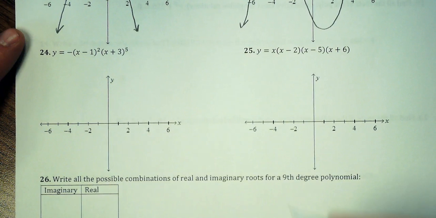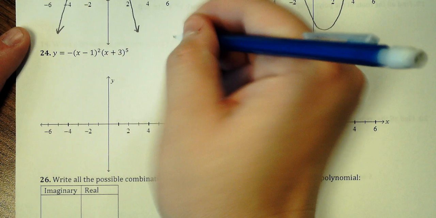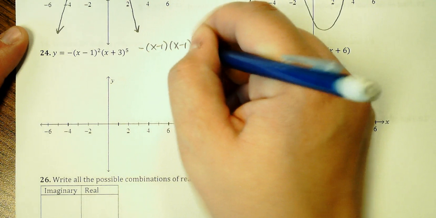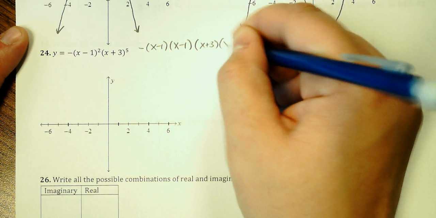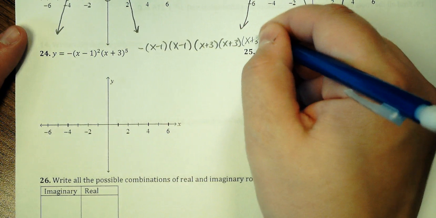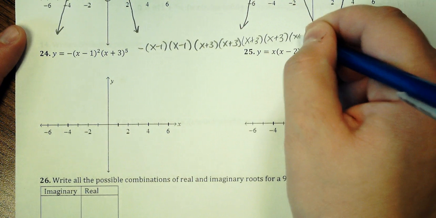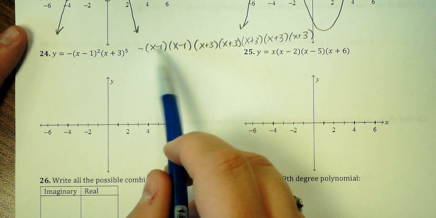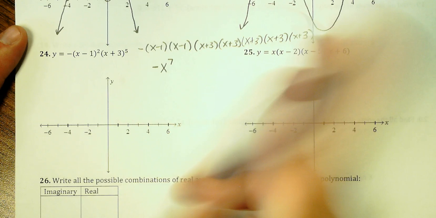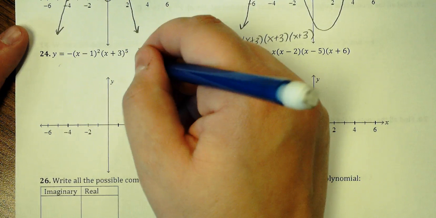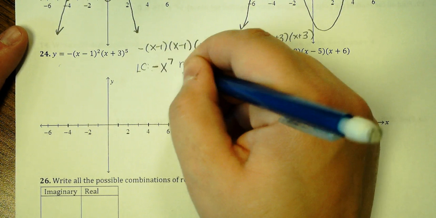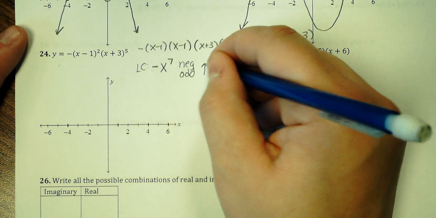Okay, sliding down here. If you were to write this all out, you would have a negative, and then you'd have x minus 1, and then we'd have x plus 3, 5 times. I'm not going to write all that out. Yes, I am, real quick. Sorry, to get my leading coefficient, I have 1, 2, 3, 4, 5, 6, 7 x's. So this would be negative x to the 7th. The negative is coming in front from the very beginning of the problem. Now, this is negative because of this, and odd because of the 7. That goes up at the end, down at the beginning.